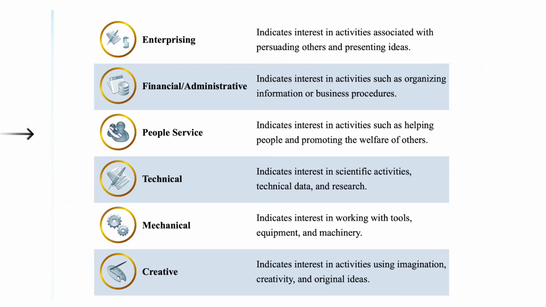The next is people service. That is pretty much the way it sounds. The work that you strive to do is going to be in the service of people, altruistic in nature. The next is technical, which is scientific activities, data, and research. The next is mechanical, which is working with your hands. You're a builder. You like to create and build things with your hands.